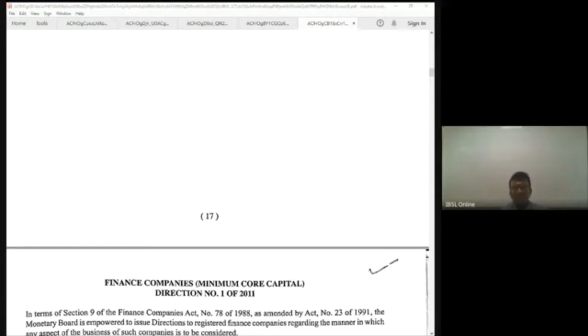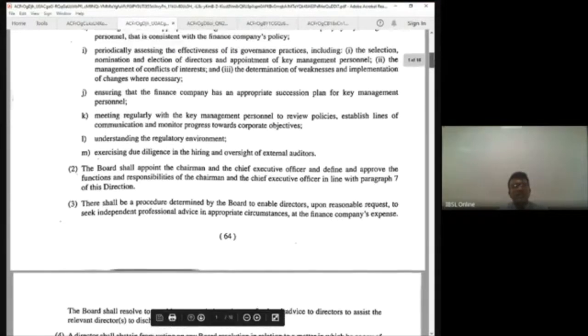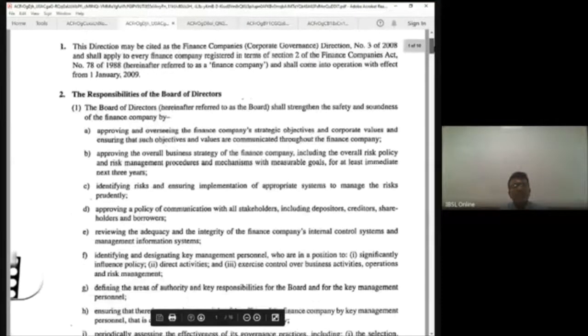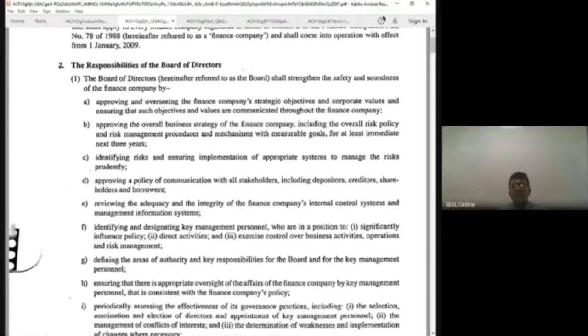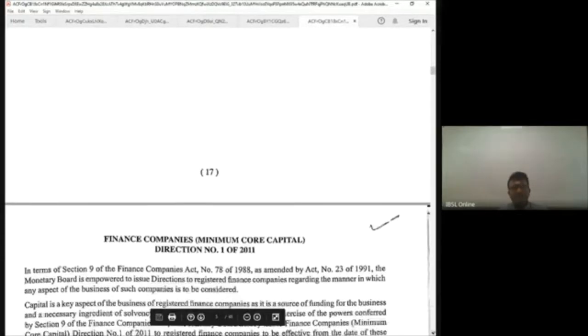That's the depositors. Therefore, banks should be looking at their core capital very carefully. Right.